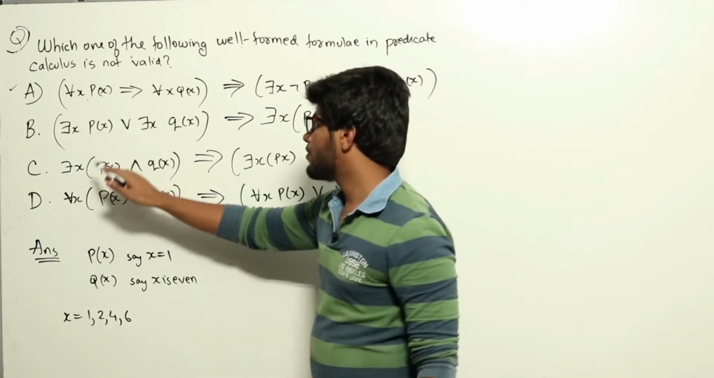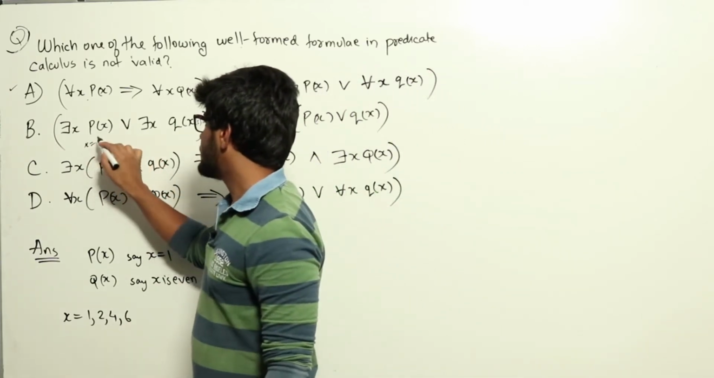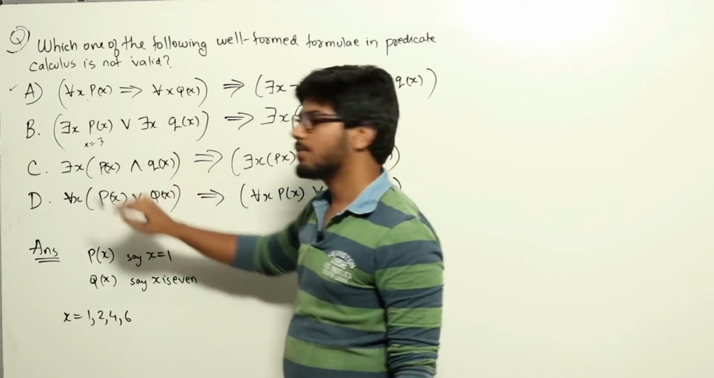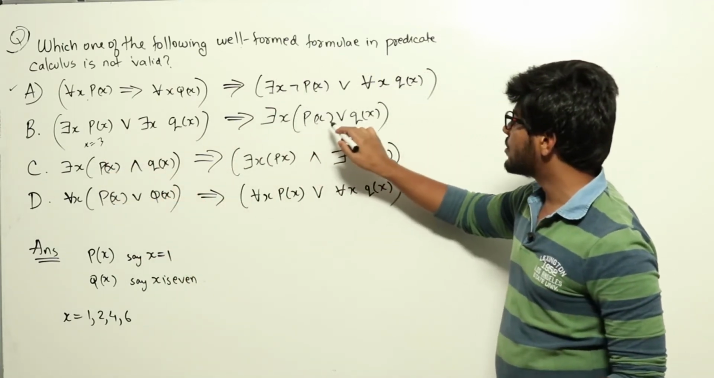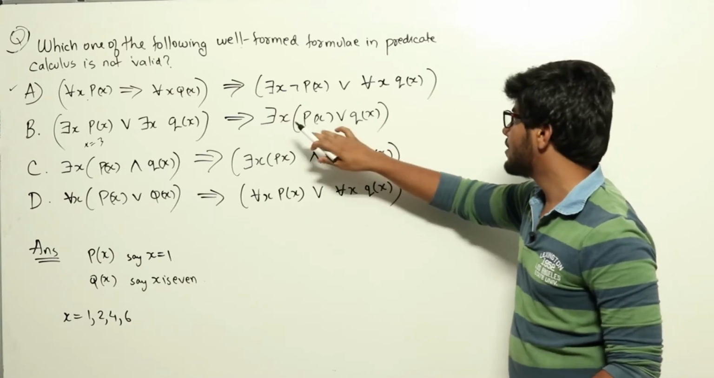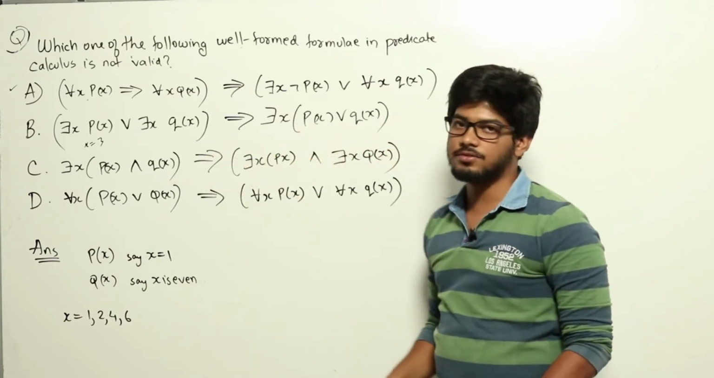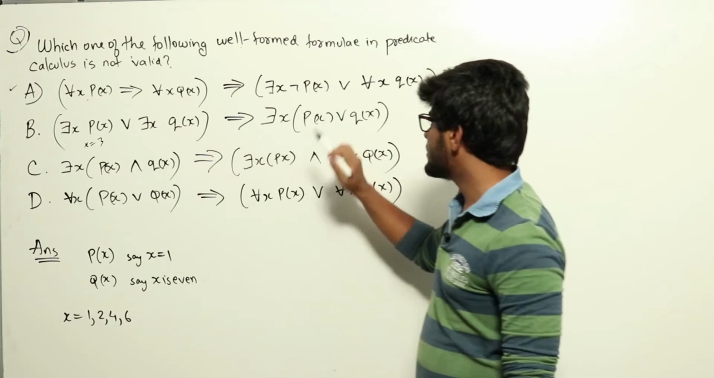Now that is the same as written here. Let us say for x equal to 3, p of x is true. Now for that value, x equal to 3, we can definitely say that p of x or q of x is true because p of x is true for that particular value which we took. So this implication is also correct.